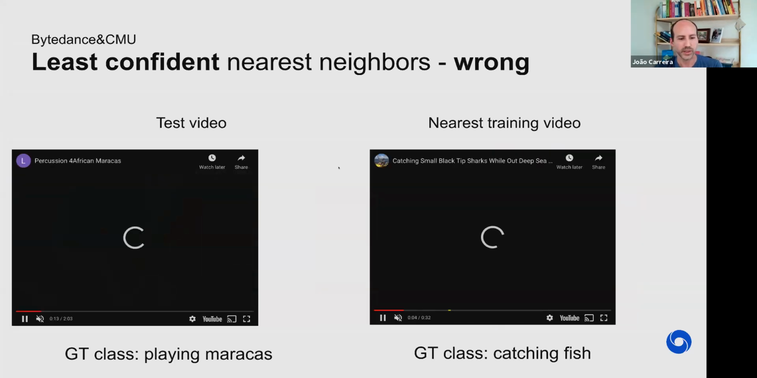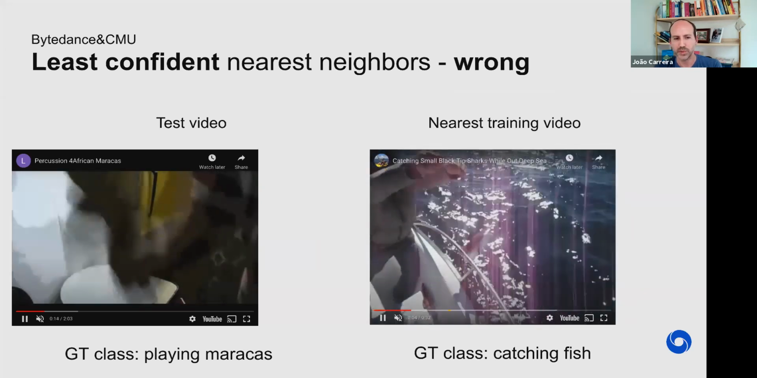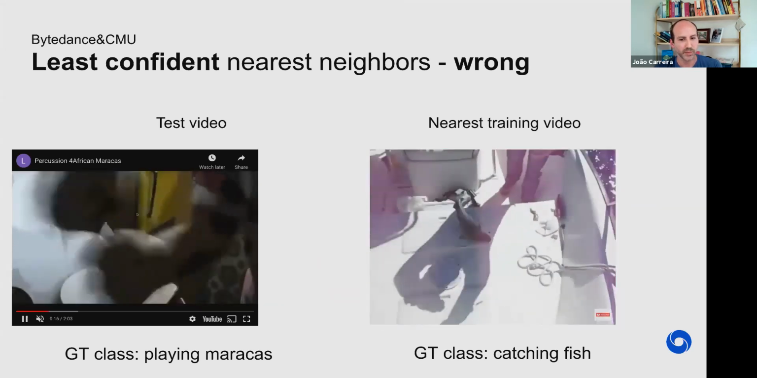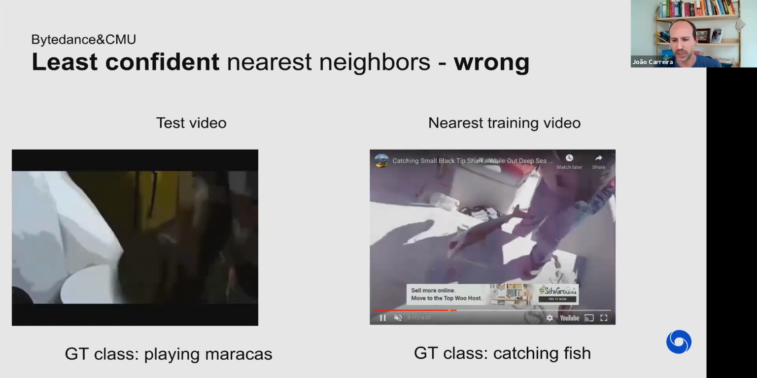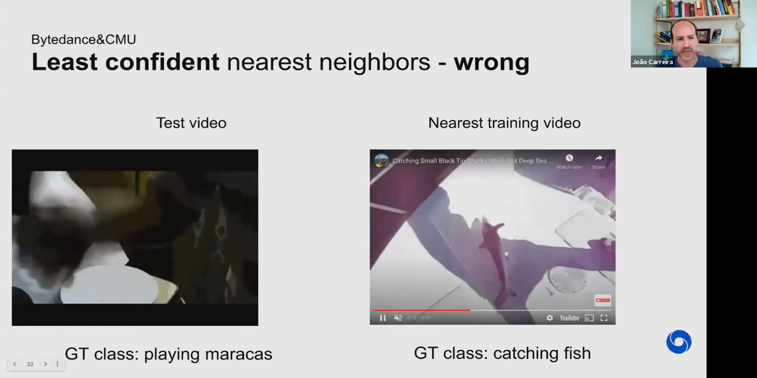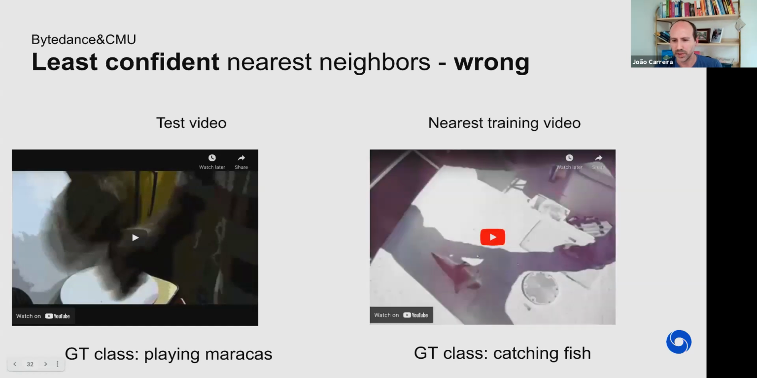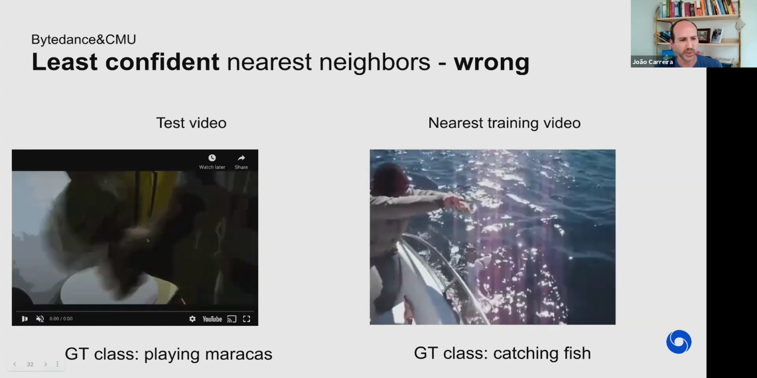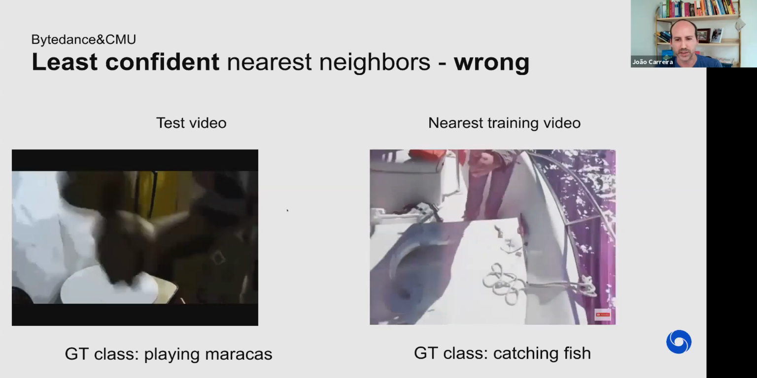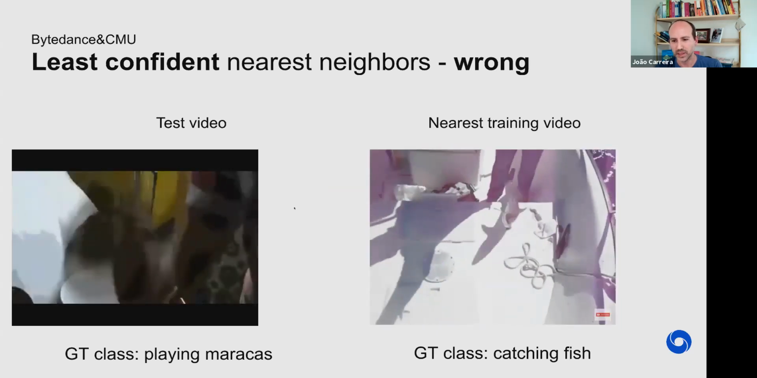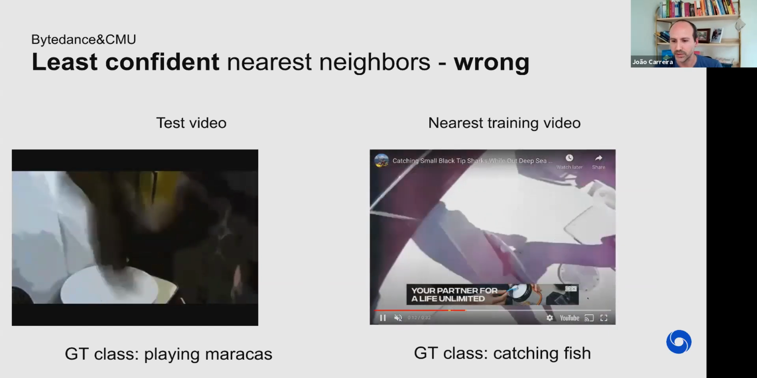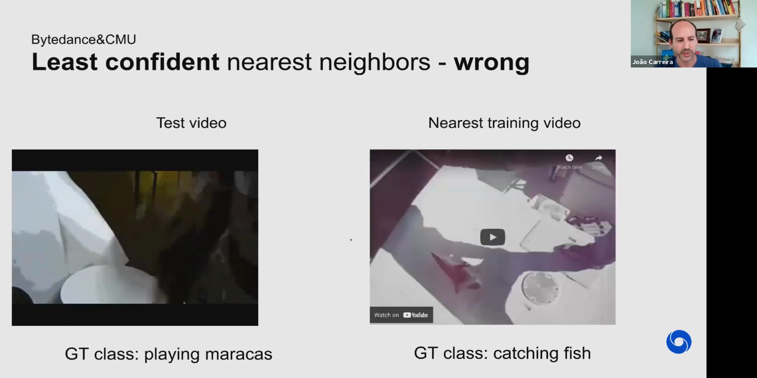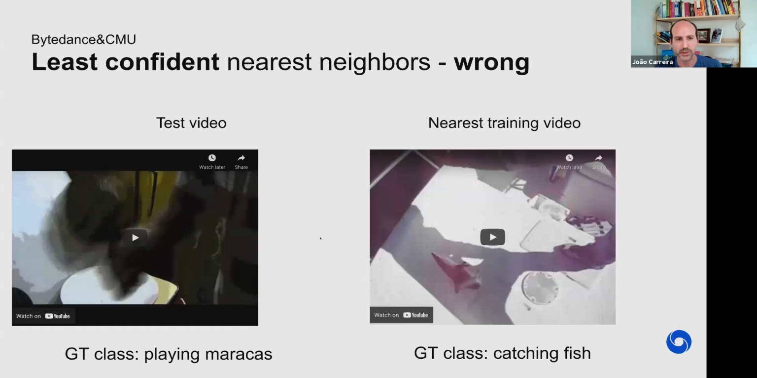And in terms of the wrong ones, maybe these are the most informative. Here, the nearest neighbor for playing maracas is catching fish. I guess you can understand this because the motion is kind of similar. And maybe the videos are not very good quality, but still a fairly blatant error that clearly shows the state of the art is not there just yet. It still produces very wrong results in some cases.